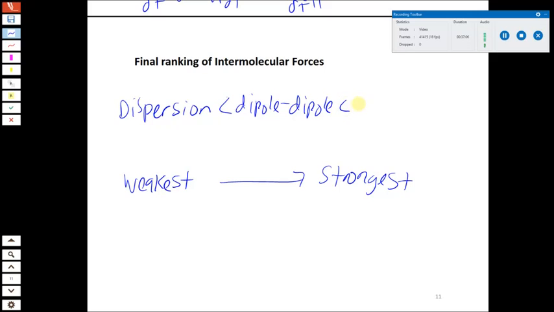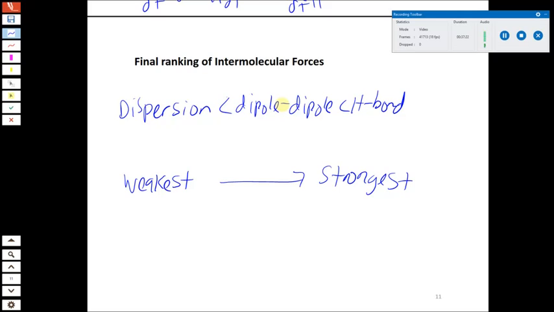And then if we have hydrogen bonding, that's the strongest of the three that we're going to primarily deal with. So I think I'll just leave it at that. The ion-dipole and the ion-ion forces are even stronger than these, but we're not going to really consider them in this class in that context. So we'll just primarily be responsible for ranking these three.